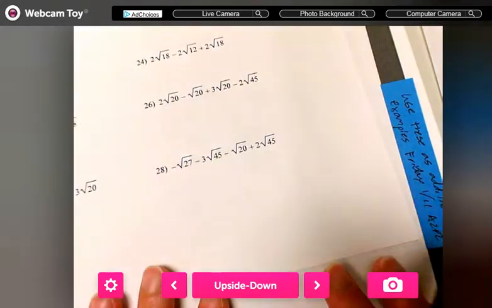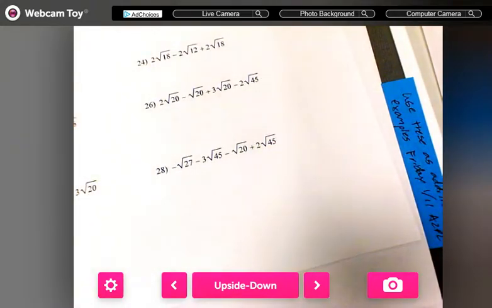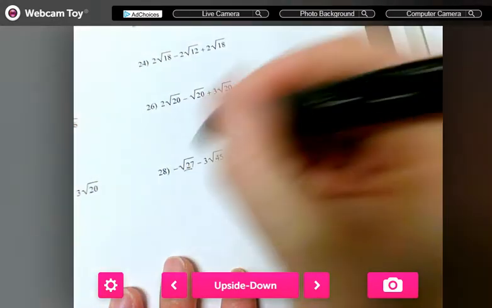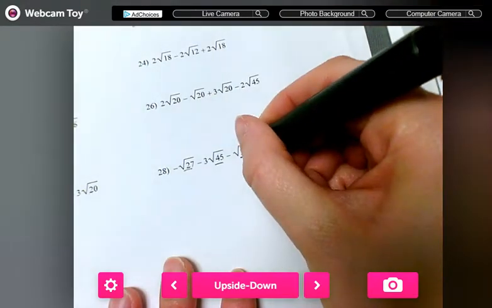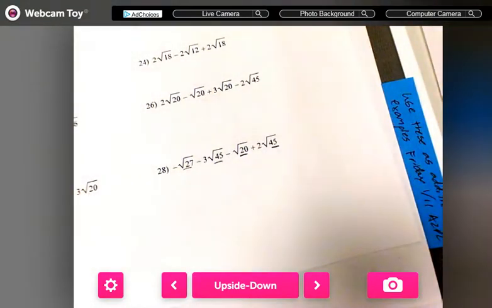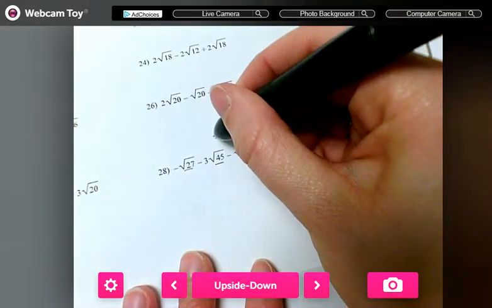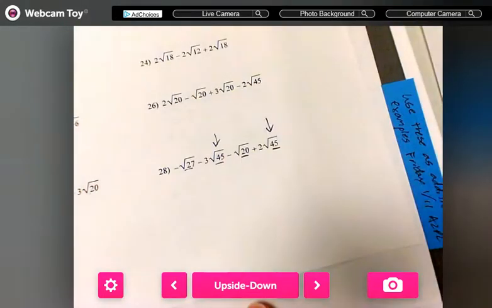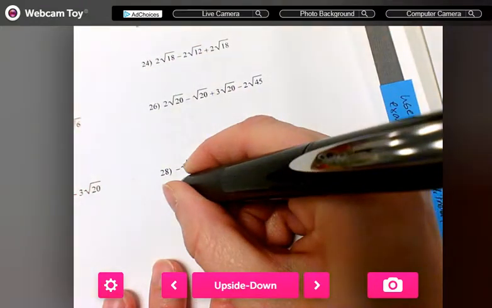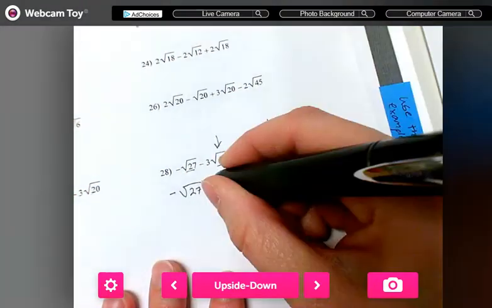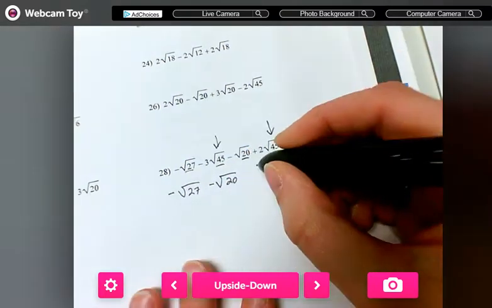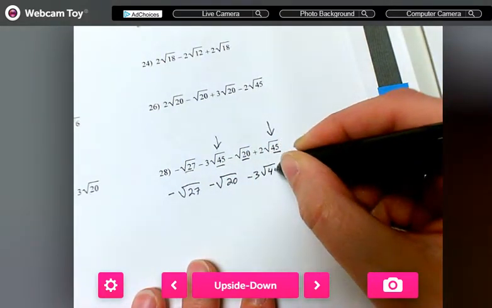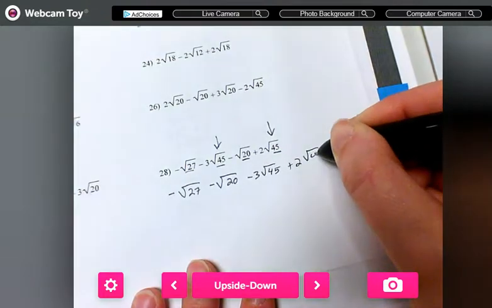28? Okay. So, I'm looking at these, and I've got square root of 27, 45, 20, 45. Probably I'm not going to get all 4 of these to go together, so it's probably like 2 and 2. Well, these both have 45 in them, right? So let's group those together. So I've got negative square root 27 minus the square root of 20 minus 3 square root 45 plus 2 square root 45. Okay?